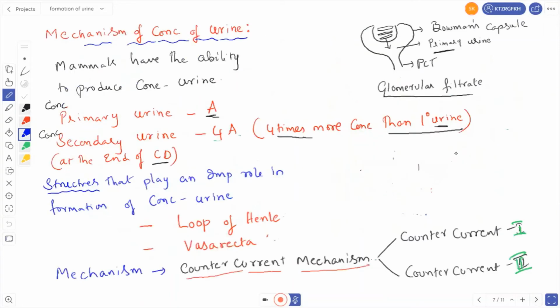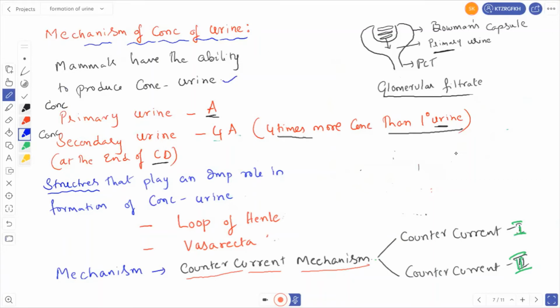You have to remember. Now let us go for the next one, mechanism of concentration of urine. How the urine is concentrated. This is a very important part, you have to remember that countercurrent mechanism. So mammals have the ability to produce concentrated urine. Only the mammals can produce concentrated urine.